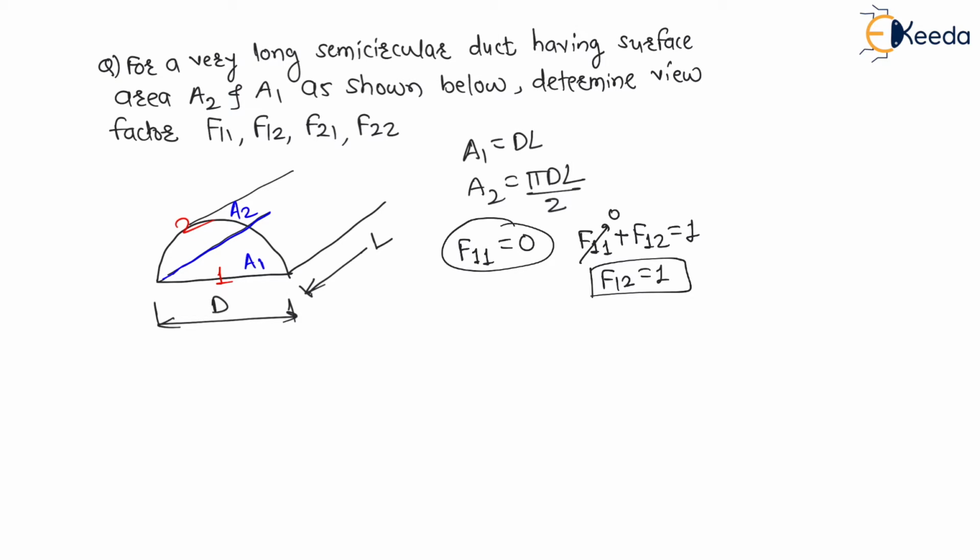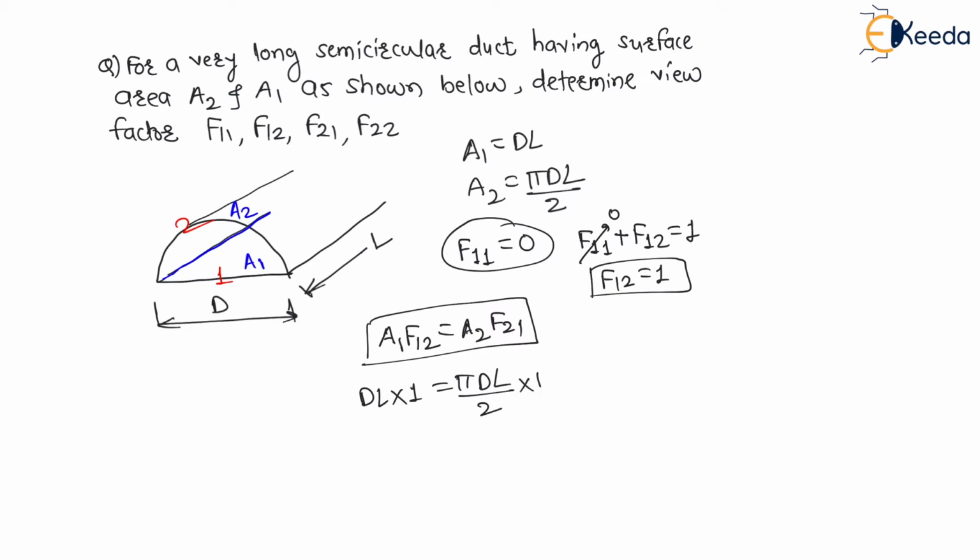Again, let us use the reciprocal theorem. As per the reciprocal theorem, area 1 into the view factor of 1 with respect to 2 is equal to area 2 into the view factor of 2 with respect to 1. So let us put area 1 as D L, into F12 which is 1, equal to area 2, pi D L divided by 2, into F21. Now pi D L will get cancelled. Therefore F21 will be 2 divided by pi.